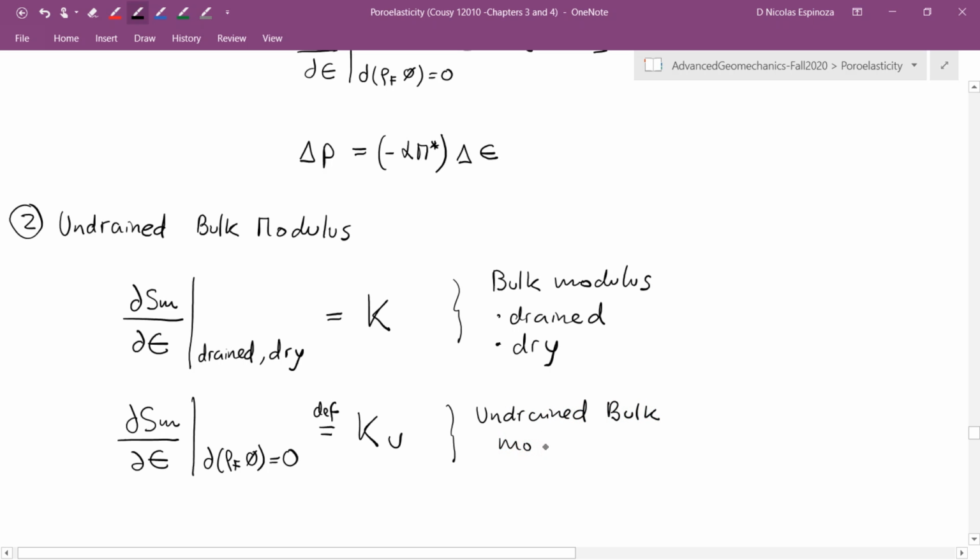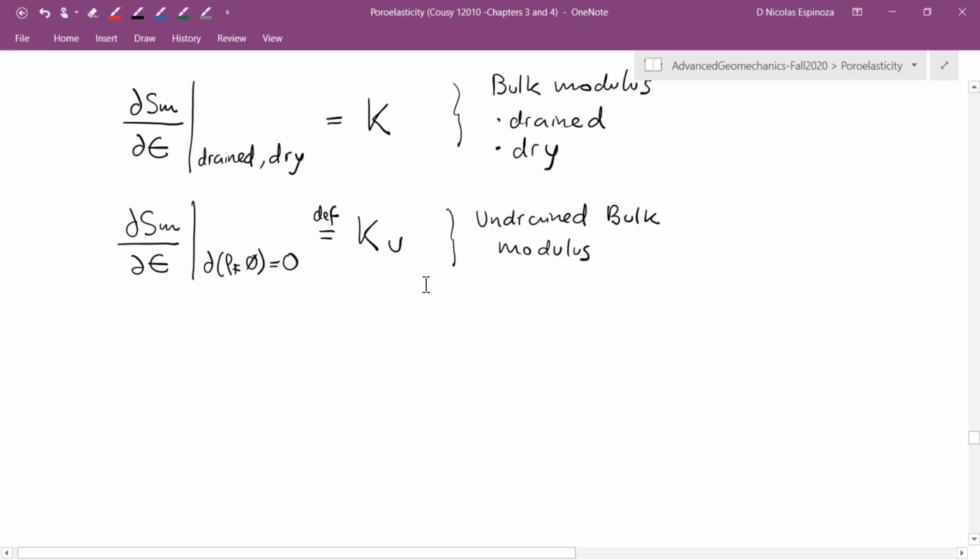Alright, so what is this undrained bulk modulus and how can we calculate that? In order to do that, we're just going to use the equation that we derived in one of the first lectures, one of the basic equations of poroelasticity, that tells me that the total mean stress is proportional to the bulk drained modulus times the volumetric strain minus the Biot coefficient times the pore pressure.